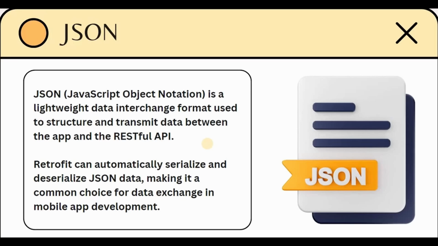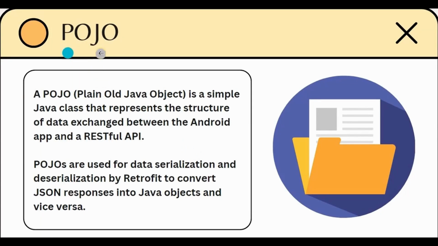I repeat, Gson, not JSON. We will add the Gson dependency in Android Studio that will help us to convert it. Got it? That converted data will be our POJO class, that is plain old Java object, or simply you can say a data class.